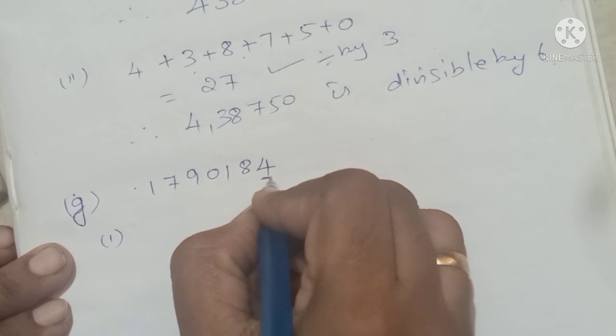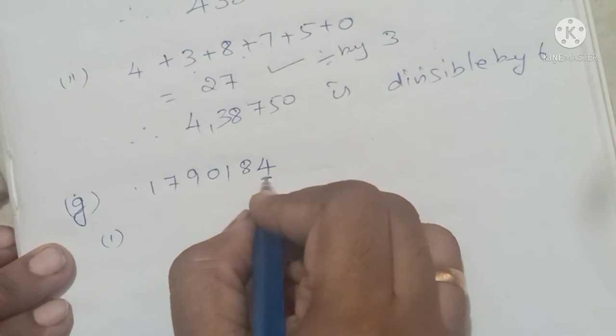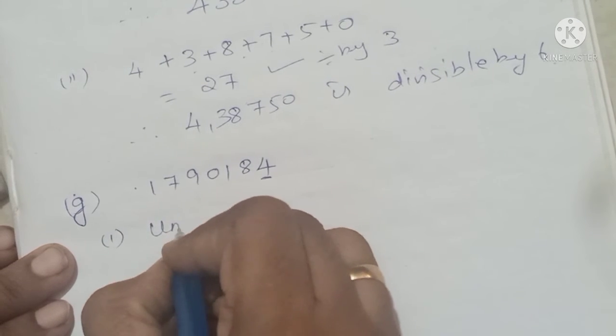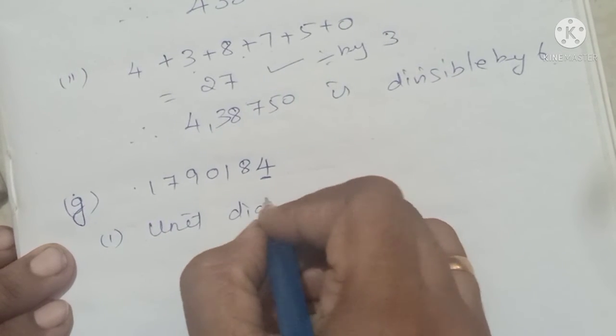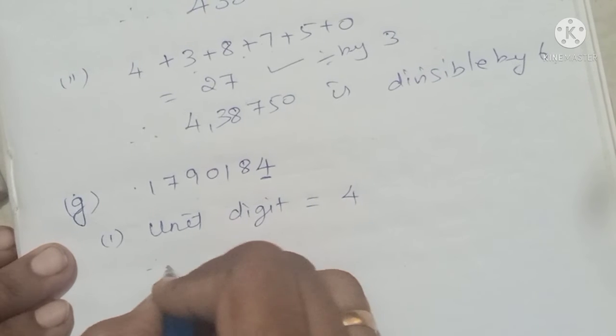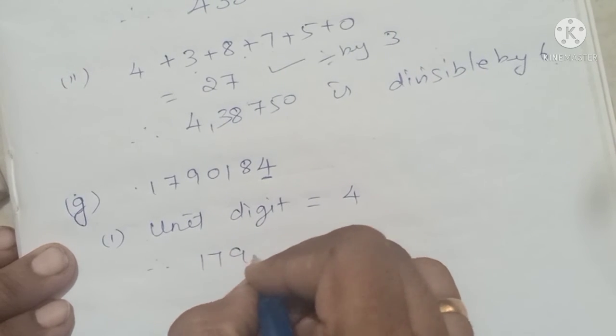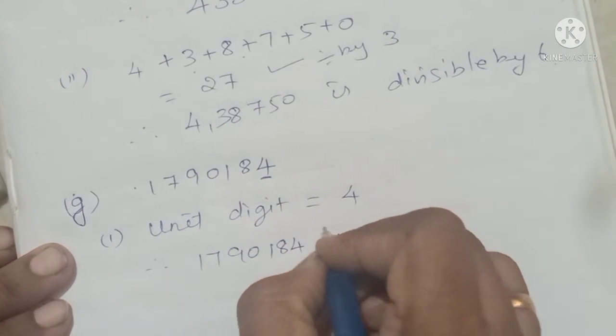For the divisibility test for 2, consider the unit digit. So what is the unit digit? The unit digit is equal to 4. So therefore the given number is divisible by 2.